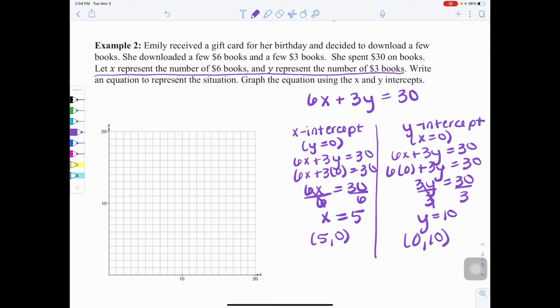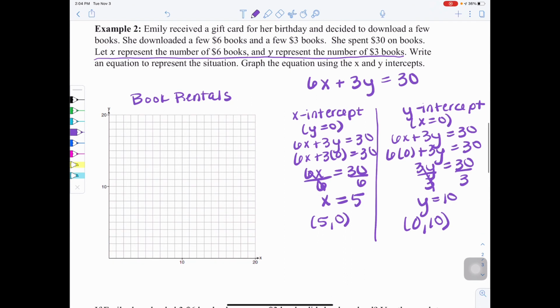So now when creating the graph, I'm going to title it Book Rentals, because that is what our problem is about. And you can see I already have a scale. Every little block is going by 1. Now, X was supposed to represent the number of $6 books. So this is my X-axis. I'm going to label it with number of $6 books. On my Y-axis, I have number of $3 books. And now I can plot my points. You should have 0, 10, which is up here on the Y-axis, and 5, 0.